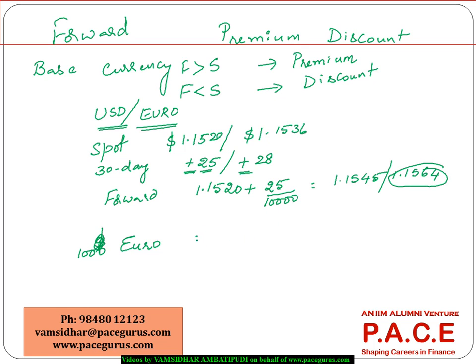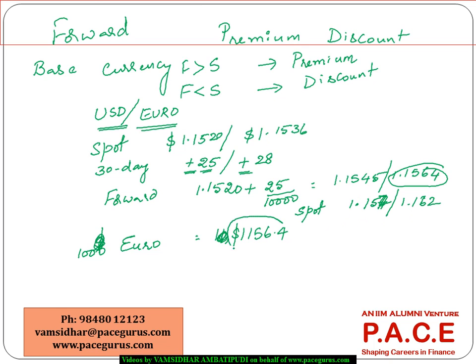So 1000 euros means I may have to spend $1,156.4 to buy 1000 euros. But let me imagine that 30 days have already passed, and after the 30 days I am seeing that the quotes are 1.156 or 1.157 and 1.162. Let's say these are the spot prices on that 30th day.